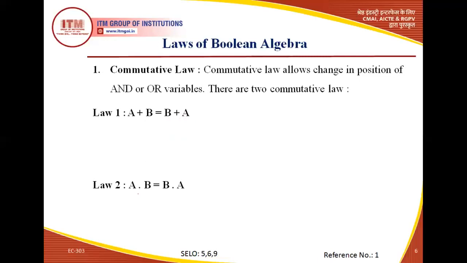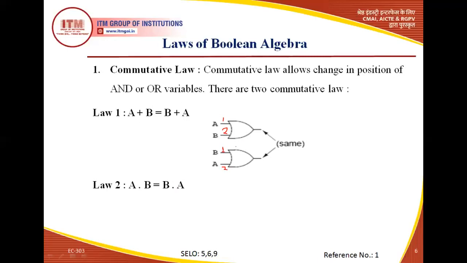The second law states that A AND B has the same output as B AND A. That means we may perform the operation A AND B, which is equivalent to the operation of B AND A. It can be understood by the diagram: on terminal 1 and 2, first we apply the variable A on terminal 1 and the input B on terminal 2. While in the second case, we apply the input B on terminal 1 and A on terminal 2.